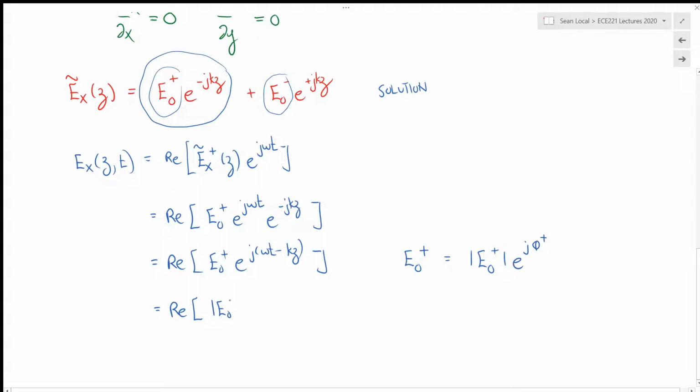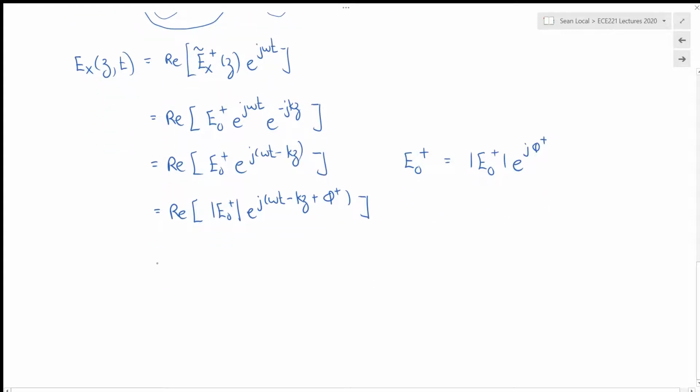Here's our magnitude term. And if I absorb the phase term into the expression, a single exponential term, we have e to the j omega t minus kz plus phi plus, shown here. Now we can take the real part of this. If we take the real part of the first term, well, the magnitude of E naught plus is a real number already. So we'll just write that as magnitude of E naught plus.